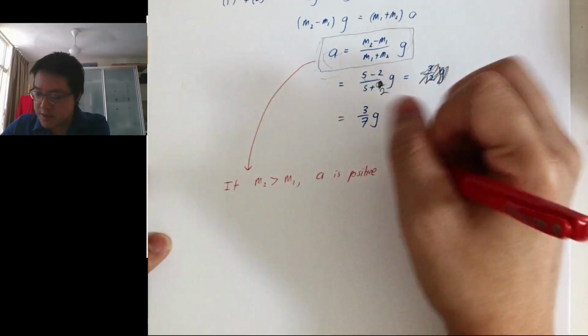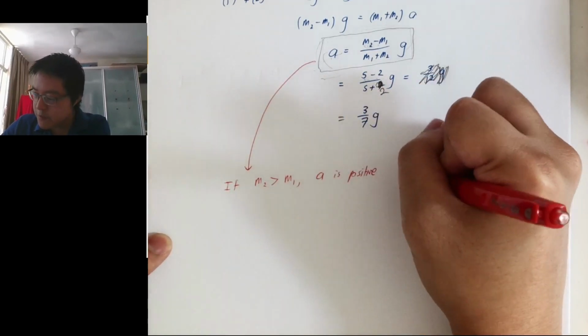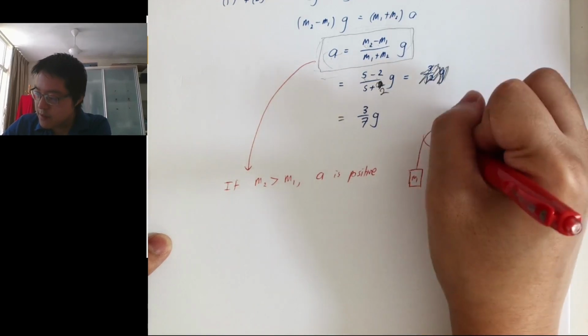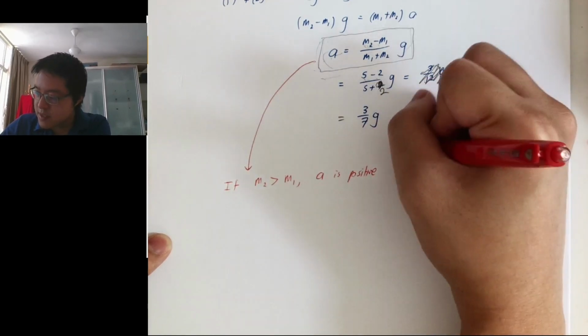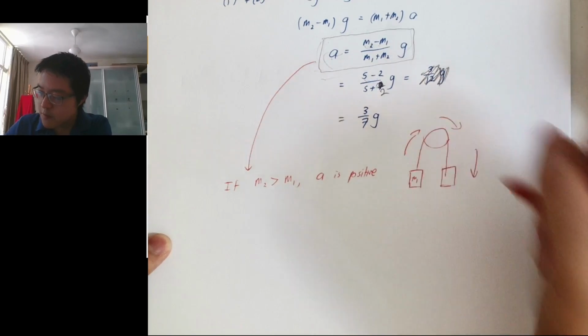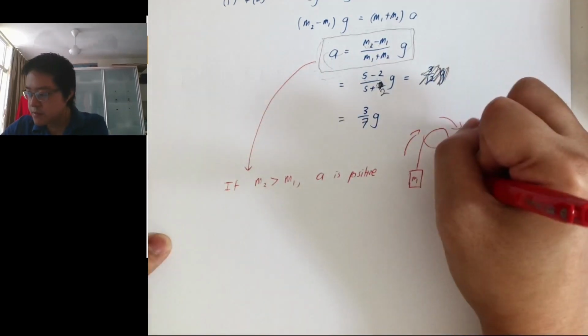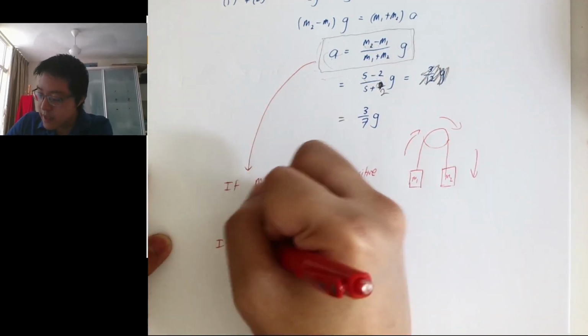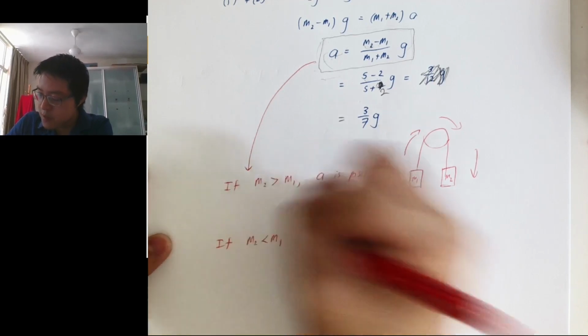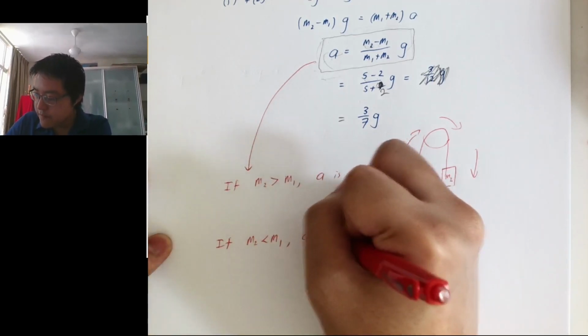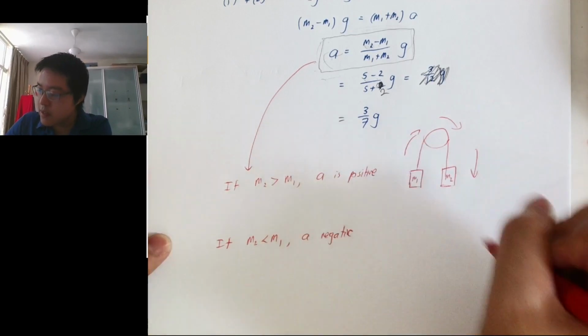So if A is positive, then what we have here is m1, then like this, right? So the system is going this way. Okay, so this is m2. But on the other hand, if m2 is lighter than m1, A is negative, so it's going the other direction.